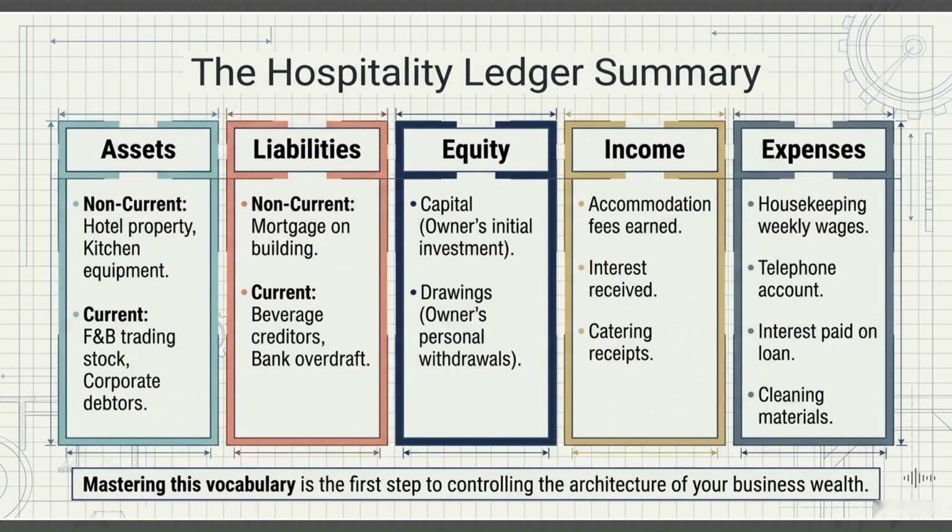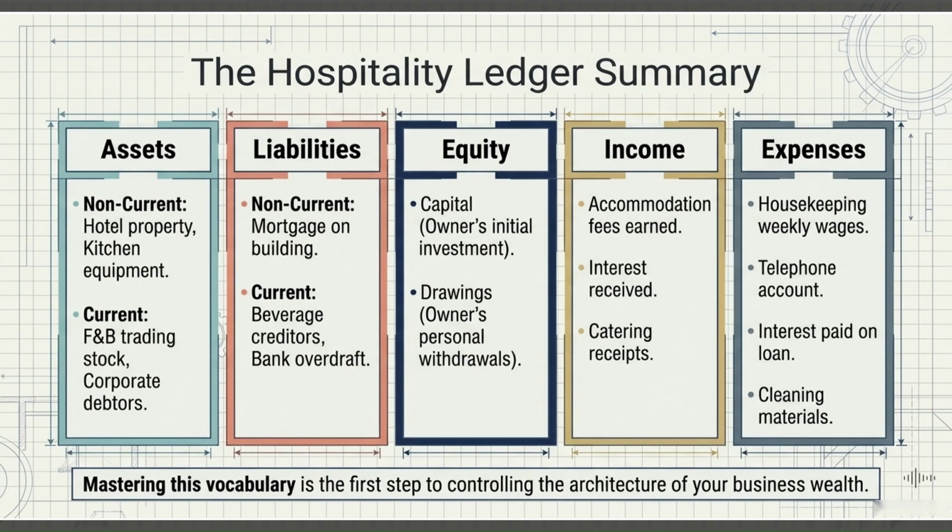Here is the whole learning unit on one slide. The five bins, populated with hospitality examples. Use this as your revision sheet. Asset: non-current, the hotel property, the kitchen equipment; current asset, beverage stock, corporate debtors. Resources the business controls from past events, expected to generate future benefit. That's our asset. Liabilities: non-current liabilities, the mortgage bond over the building; current liabilities, beverage creditors, the bank overdraft. These are present obligations from past events that are settled by an outflow of benefit.